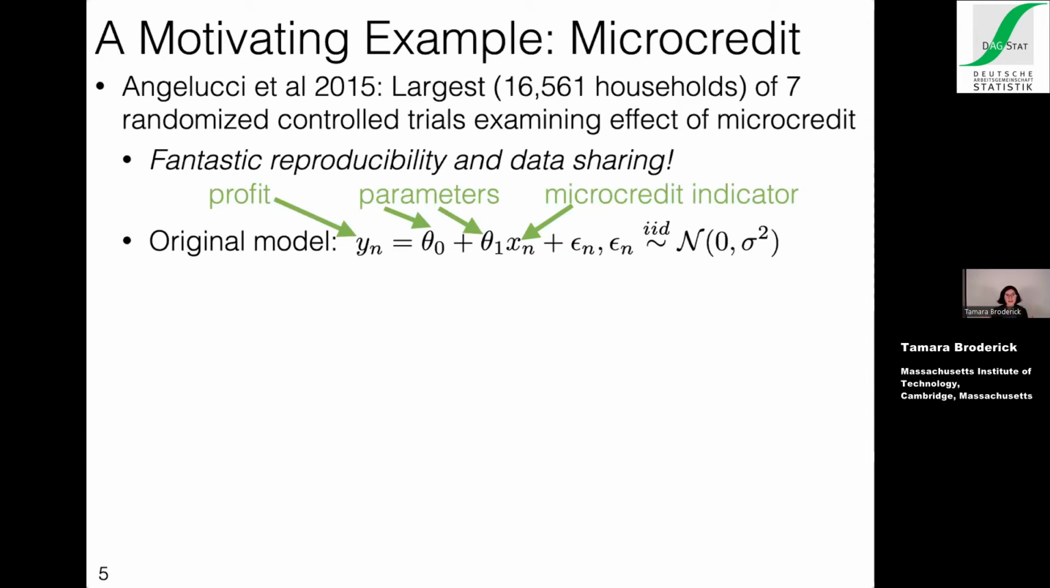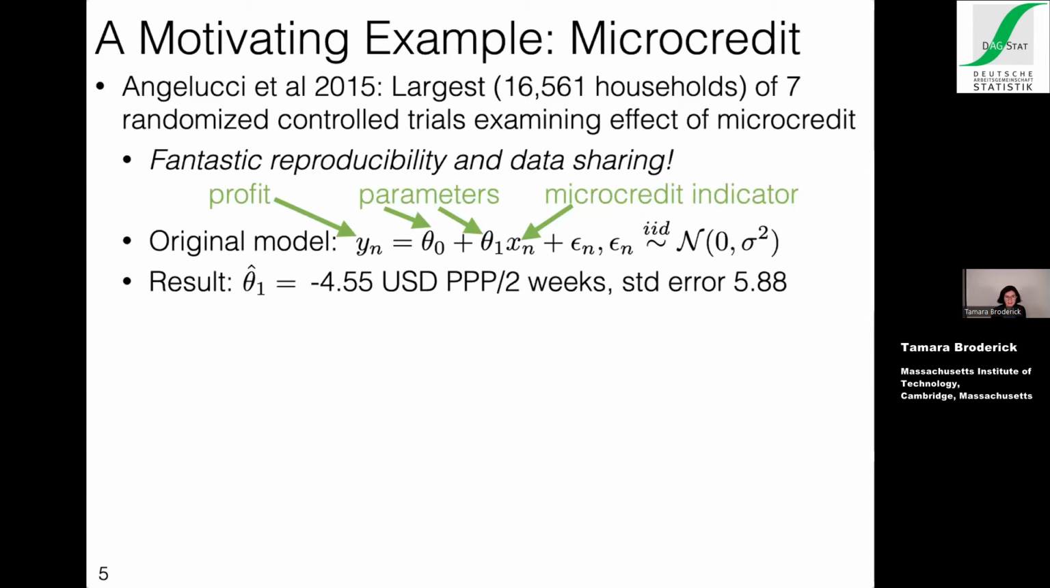Now, my understanding is that economists also did much more complex models with tons more covariates describing the small businesses. And it turns out that basically you get the same results in either case. So we're just going to focus on this super simple model. In the original analysis, and we found exactly the same thing, theta 1 hat is negative 4.55 US dollars purchasing power parity for every 2 weeks with a standard error of 5.88. On one hand, this is looking not so great. Microcredit is actually having a negative effect in this case. But on the other hand, it's not a statistically significant effect because we're within a standard error.